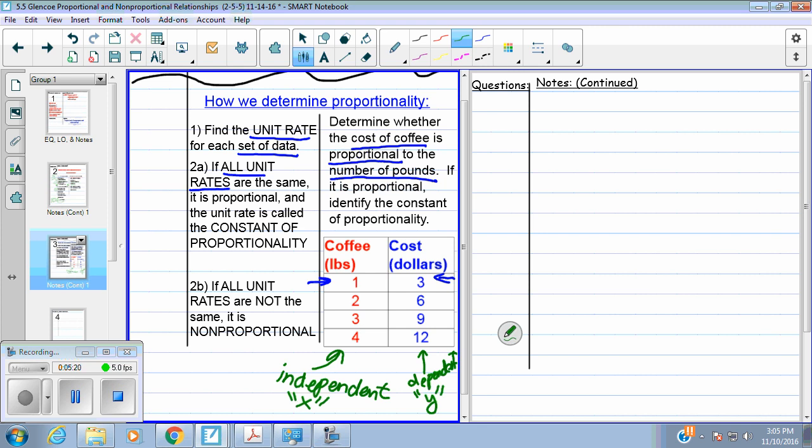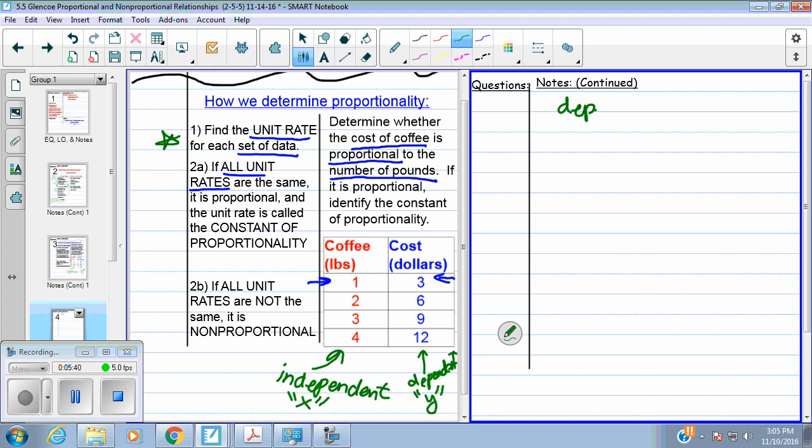But step one here is asking us to find our unit rate for each set of data. So we have 4 different sets that go together here. And we're going to do 4 different problems. And let's start with the first one. Whenever you're finding the constant of proportionality or the unit rate, you want to put the dependent on the top, and we put the independent on the bottom.